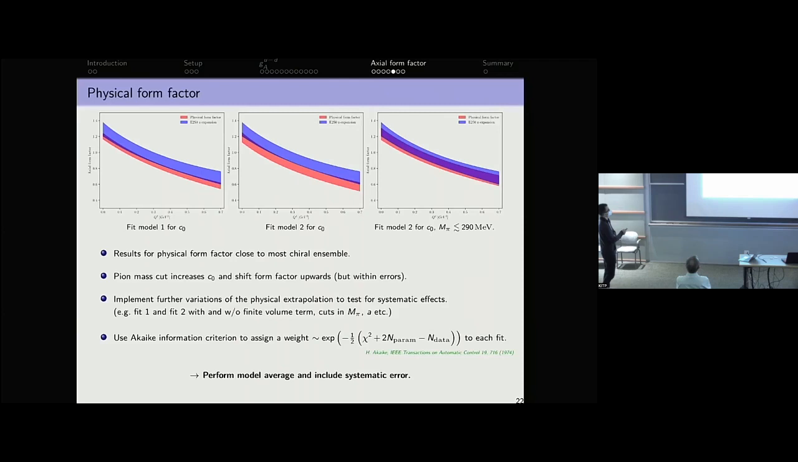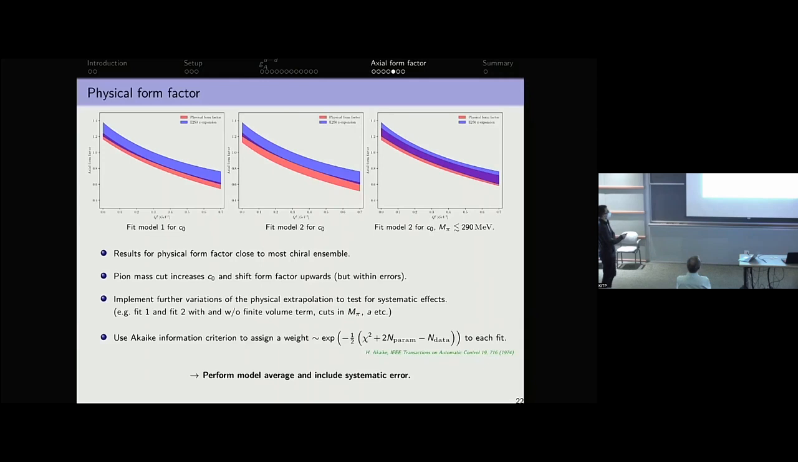Now the difference between the first two plots: the leftmost is the most simple fit model for C0, and then you have the next to leading order fit model for C0. That does virtually nothing apart from increasing the error, so that's quite stable. But then, if you, for example, do a cut in the pion mass, this actually has some effect. It moves the band further upwards.